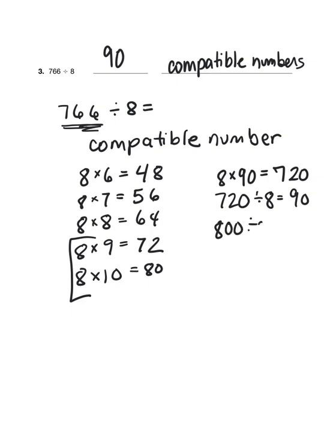I could also say that 800 divided by 8 equals 100. And so then I have kind of a range, right? I could say that my answer is going to be somewhere between 90 and 100. I know that this estimate is a little too low and this estimate is a little too high, and my exact answer is going to be somewhere in between those two.